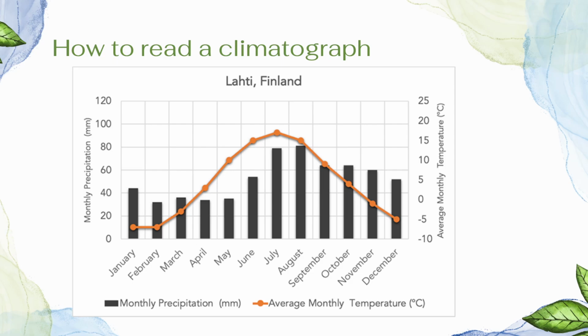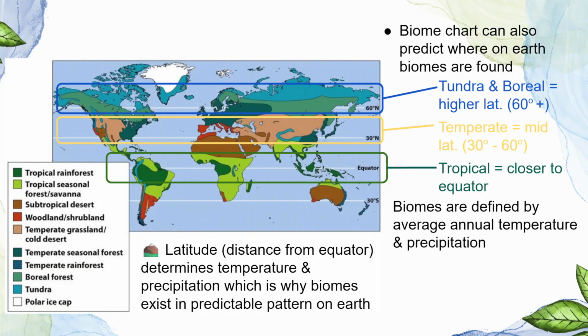This is an example of a climatograph for Lahti, Finland. The bar graph shows the monthly precipitation in millimeters, and the line graph shows the average monthly temperature in degrees Celsius. By looking at this graph, you can see that Lahti has a colder climate with more precipitation during the summer months. This world map shows the global distribution of biomes.